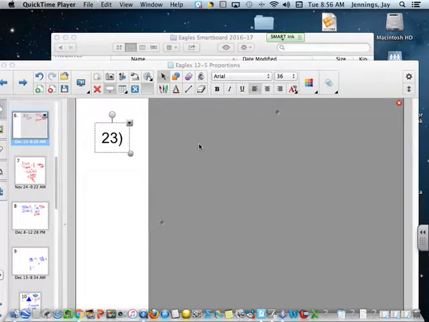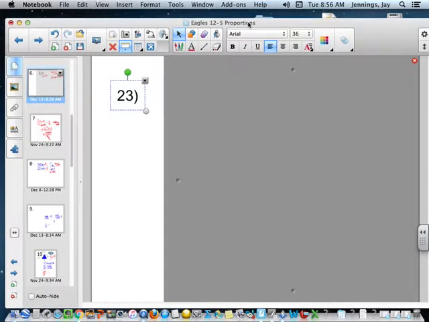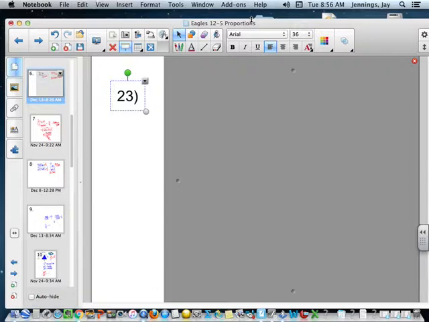Homework from last night. We'll start by going over some of the earlier problems that hopefully you didn't have too much trouble with. Okay, so problem 23. So 23, you're supposed to find the ratio.